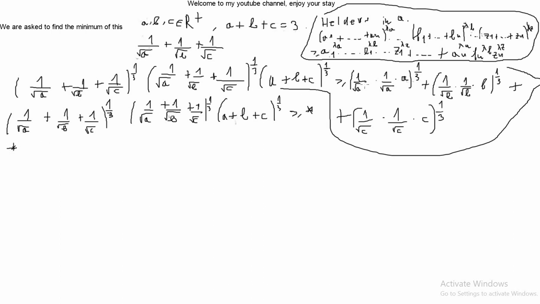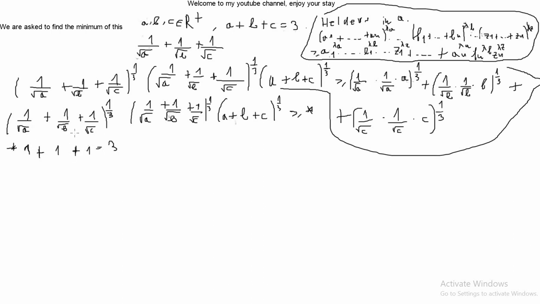Okay, so this is 1 over a times a. On the 1/3 power, this is just 1. 1 to the 1/3 power is 1, plus 1, plus 1. Let's confirm it. This is also 1, this is also 1, and this equals 3, right? And now what can we do? We can just try to simplify this.